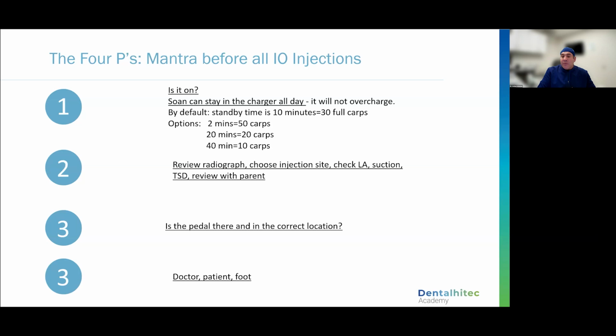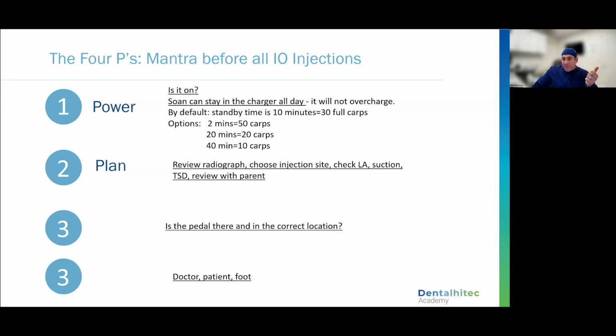I want to choose not only my injection site, but which local anesthetic am I giving? Am I using Septocaine with 1 to 100,000 or 1 to 200,000? I want to have suction ready. Typically, what I do in my practice is after I give the stage 1, anytime I come off the pedal, my assistant automatically knows to turn the suction on so we don't have any local anesthetic that gets on the tongue. And we're going to go through our normal tell, show, do, and if we need to, we're going to review things with the patient. So number 1, power, and then number 2, it's checking our radiographs, our injection site, and suction, and reviewing with the patient. So it's power, our plan.